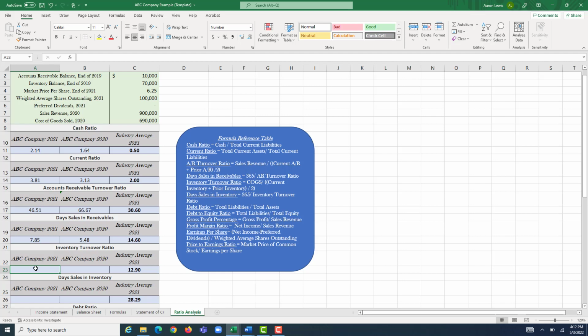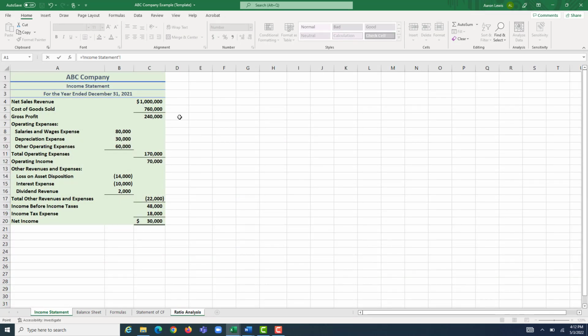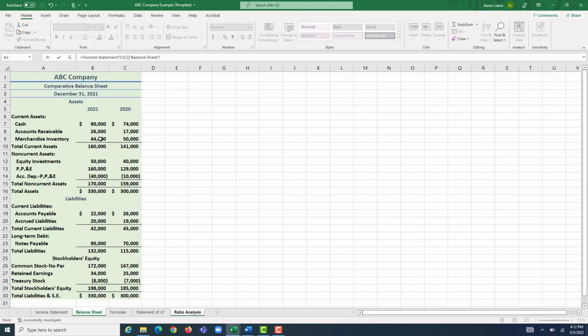So here in 2021, we're going to go to the income statement and find our cost of goods sold for 2021, which was $760,000. We're going to hit divide, and we're going to open up 2 parentheses, and then we've got to go to our balance sheet to find the average level of inventory that we had.